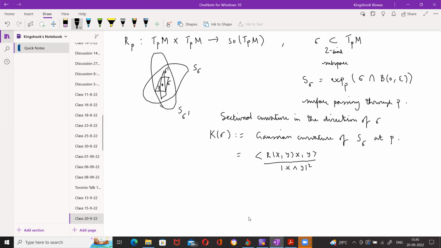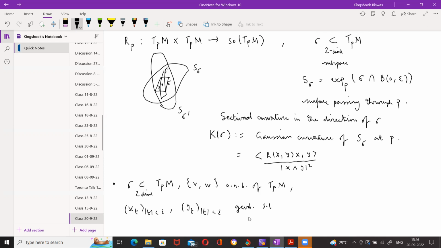And I should just mention one more interpretation of the sectional curvature. Suppose sigma is a two-dimensional subspace of T_pM, and I take v, w, an orthonormal basis of it. And I take geodesics, say x(t) and y(t), which are tangent to v and w at p.